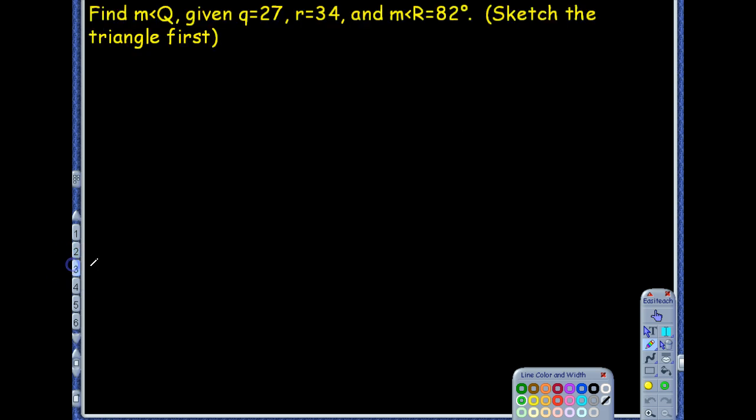All right, let's try another one. Notice this one, what do I not have here? I don't have a picture. But that's okay, we can draw it, and our pictures don't have to be to scale. So I'm going to draw a triangle. We talk about the measure of angle Q, so one of these vertices is going to be Q. That's what I'm going to find here. But then they give me a lowercase q, which goes directly across from it, opposite. So that'd be 27 right across from it.